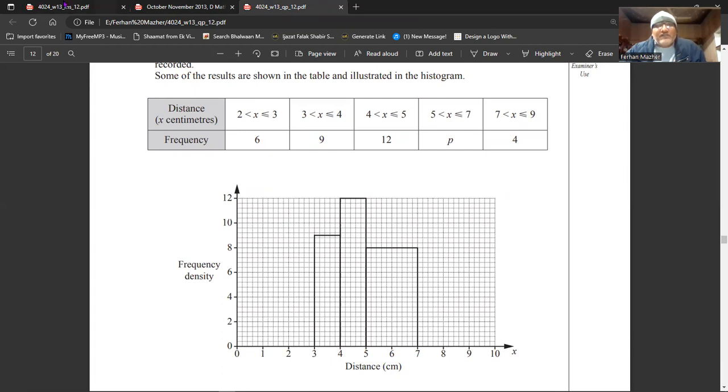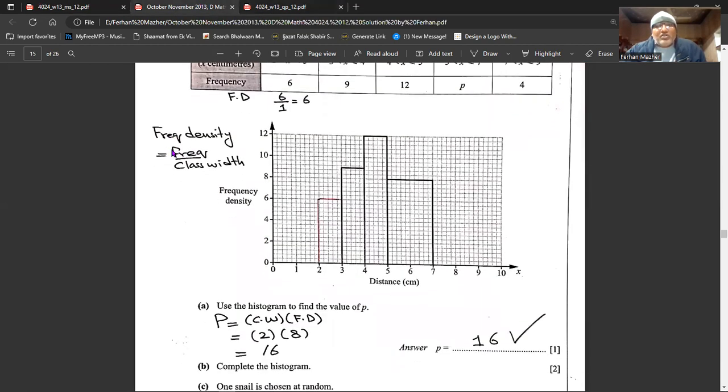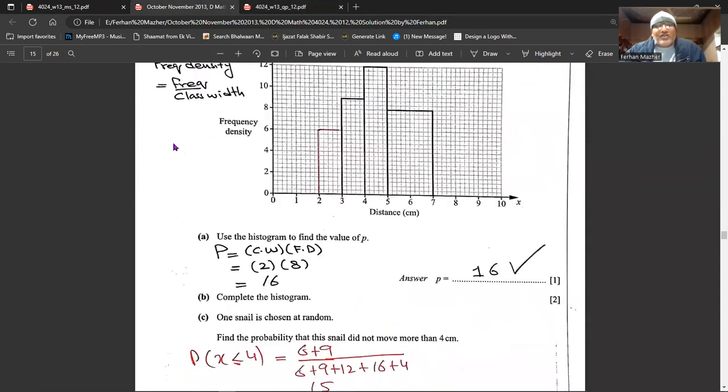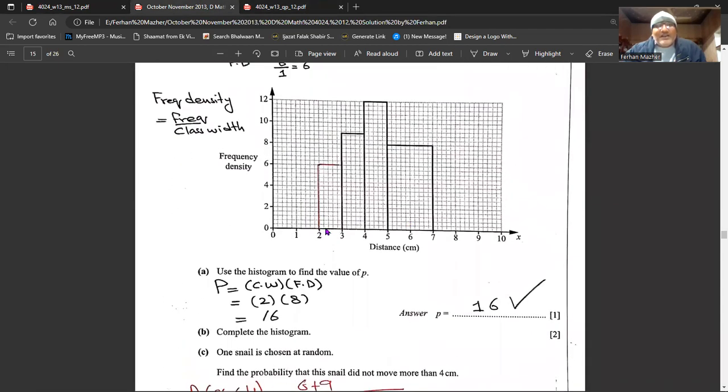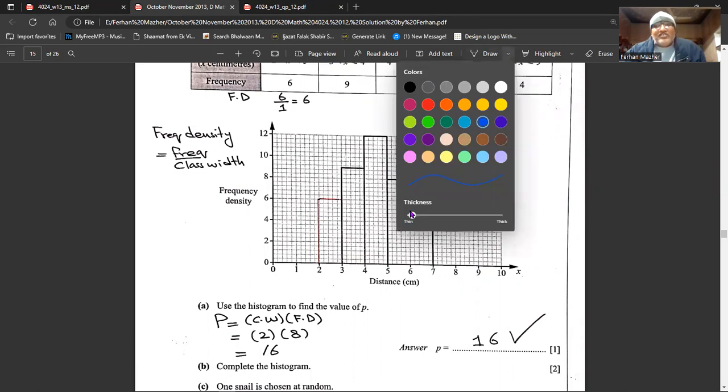Frequency is 4, so 4 divided by 2 will be 2. When I was solving, you see here, its frequency density from 2 to 3 is 6, so you will draw a bar here. By mistake, I have not drawn this one, so we can draw it here right now. So the red one.